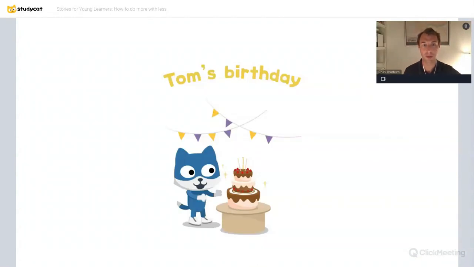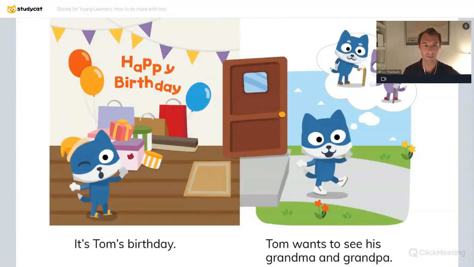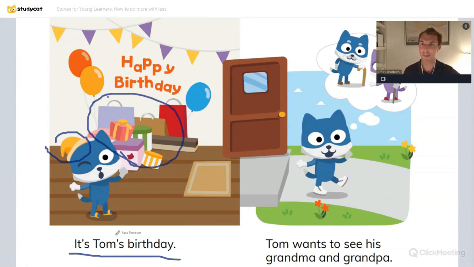This is Tom's birthday. That's the inside cover. So here we go. It's Tom's birthday, and here he is. Look, there he is. He's got a hat on, so well done if you said that. And there's all these presents here, but he's by himself. So Tom, can you see him? He's thinking here about these two old people. And it says, Tom wants to see his grandma and his grandpa. So he's thinking about them.